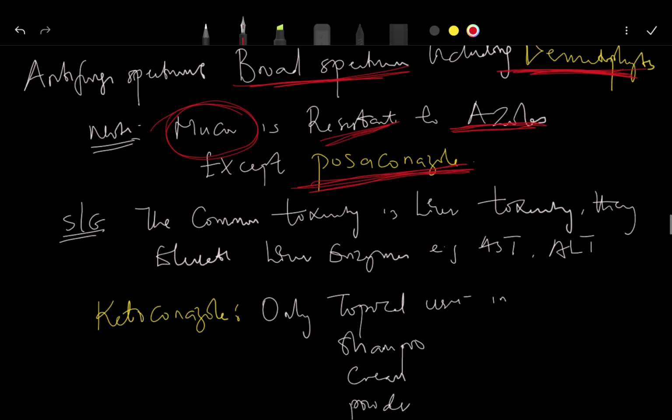Okay, so a common side effect of all azoles is liver toxicity. When you are giving the patient azoles, one of their common side effects is liver toxicity because they tend to elevate the liver enzymes, your AST and your ALT. Those are signs of liver damage. Okay, so take note of that.